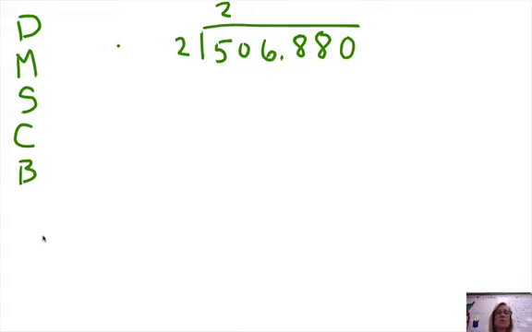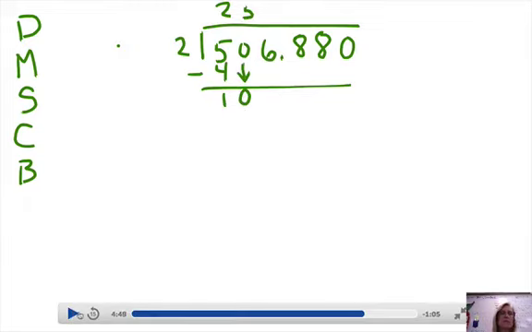I just wrote 2 over there on the left outside the house. That's the divisor. And our answer is the quotient. So I'm going through the process. I'm just going to pause that for a second.